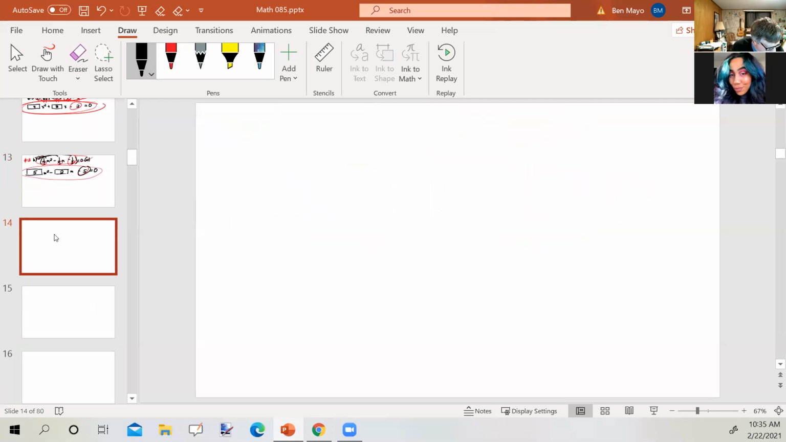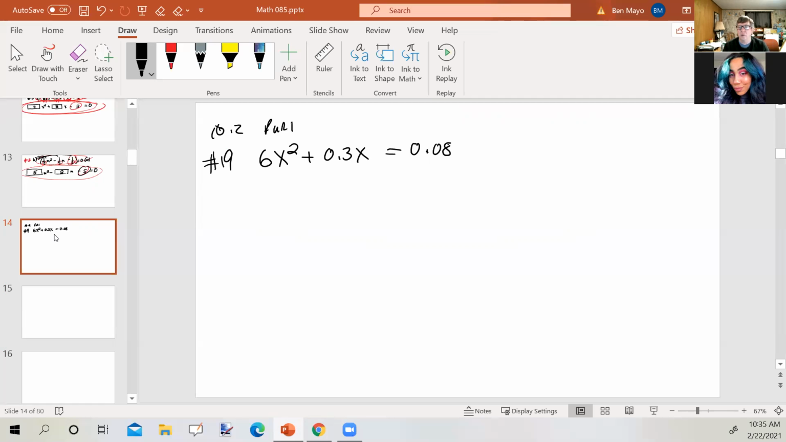This is also from section 10.2, part 1, and this is number 19. It says, use the quadratic formula to solve the equation. Enter your answers as a comma-separated list. And the equation is 6x squared plus 0.3x equals 0.08. What we're going to do first of all here, we're going to get this equation in standard form.